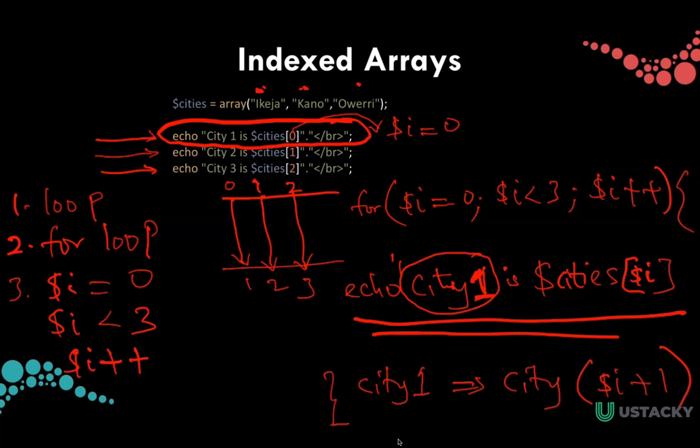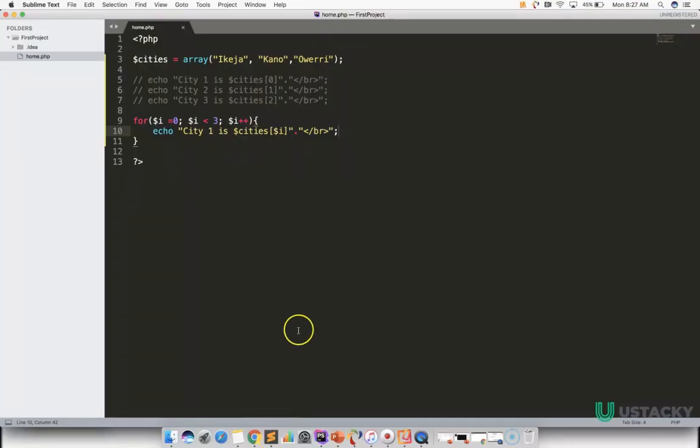At first time, this $i will be 0. In the second time, it will be 1 plus 1, which is 2. And at third time, it will be 2 plus 1, which is 3. So let us write this in our IDE. So this is our code. So to write this one, we have to do the calculation first before appending to CT. So to do that, we have to do some concatenation.